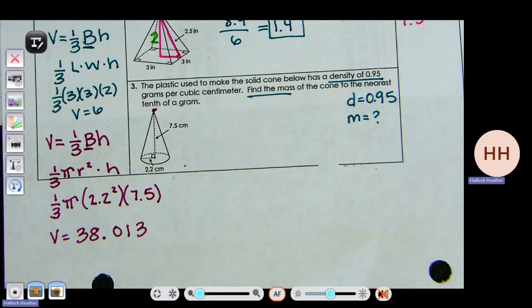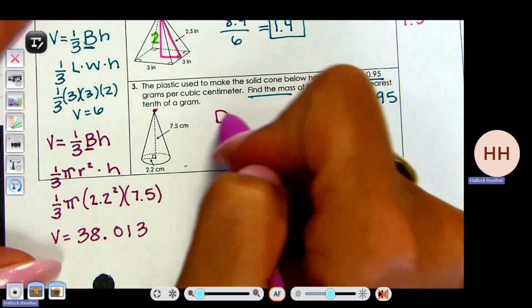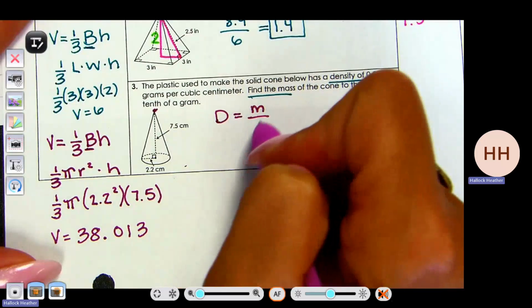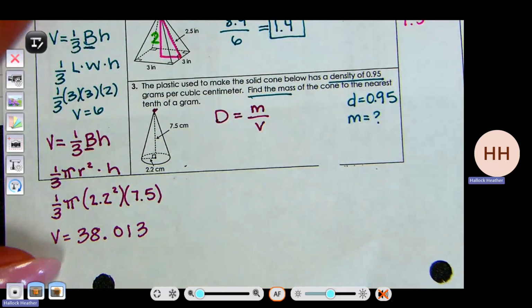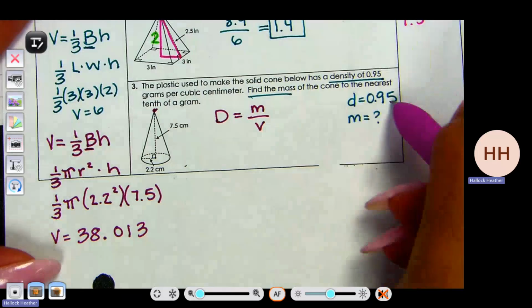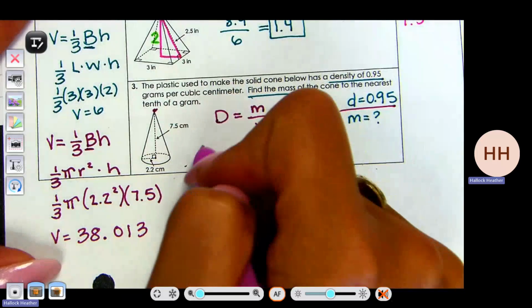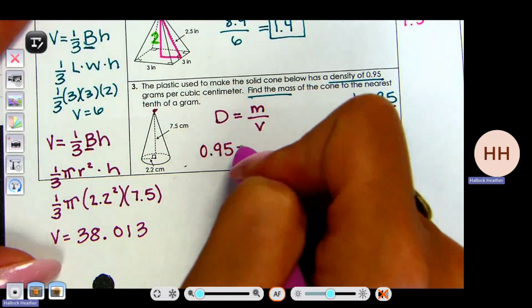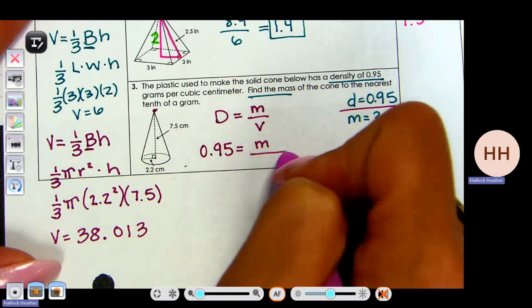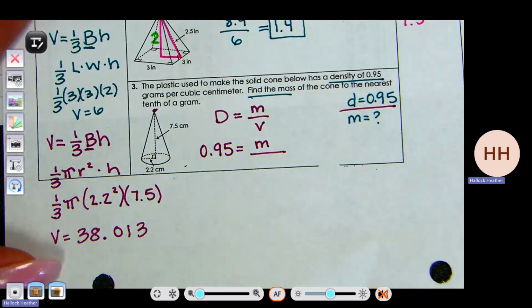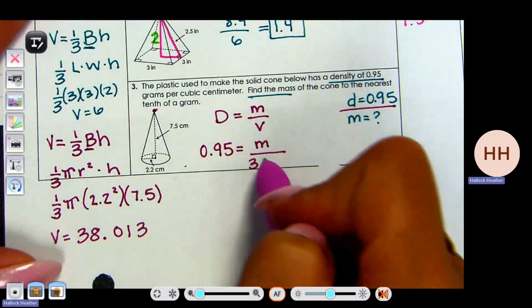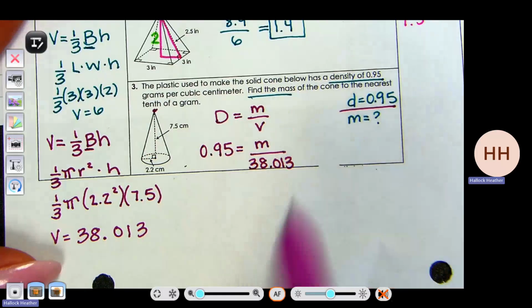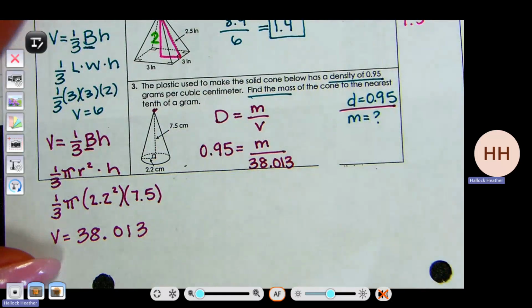So if that's my volume roughly, I'm going to use the same formula, which is density equals mass divided by volume, which is DMV. So D equals m over v. I'm plugging in what I know. So I know the density this time. The density is actually equal to 0.95. I don't know the mass. That's what I'm trying to find. And I know the volume because I just found the volume. The volume is 38.013.